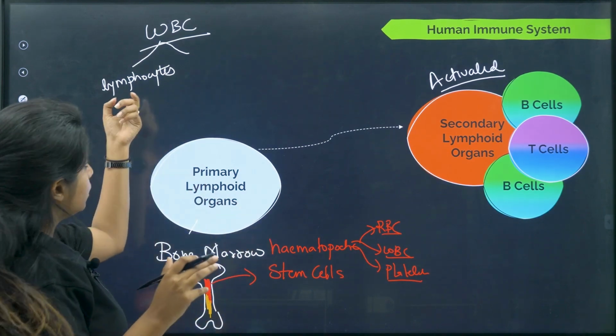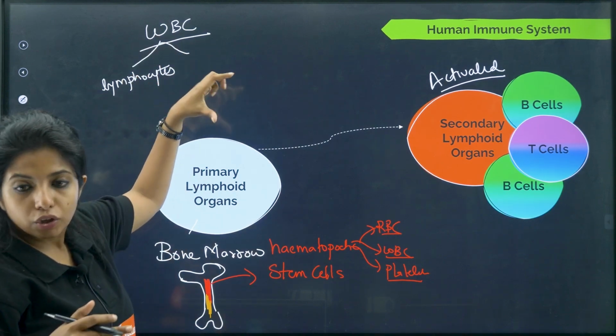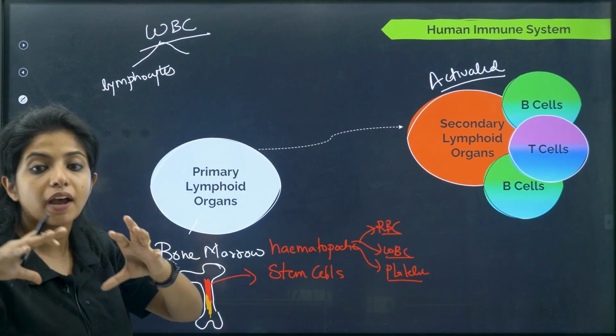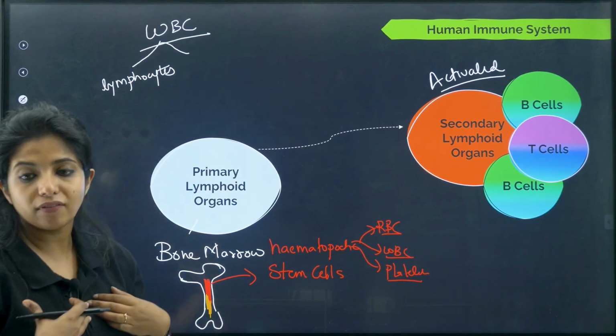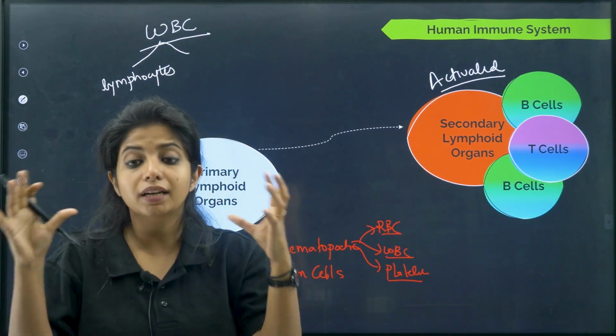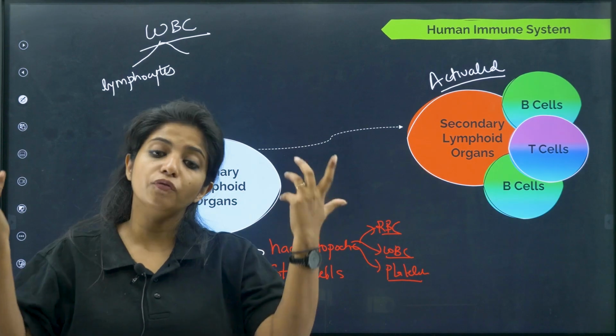Okay, listen to me. Lymphocytes are there. You have B and T lymphocytes. Apart from that, you have macrophages, neutrophils, eosinophils, and basophils. Everyone has different functions. For example, in an allergic response, my eosinophils get active. That is a type of WBC that gets active. When inflammation is required, basophils get active.